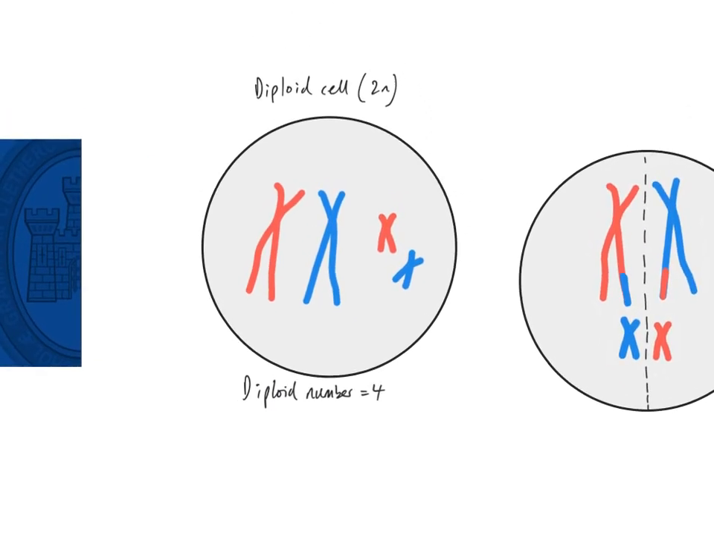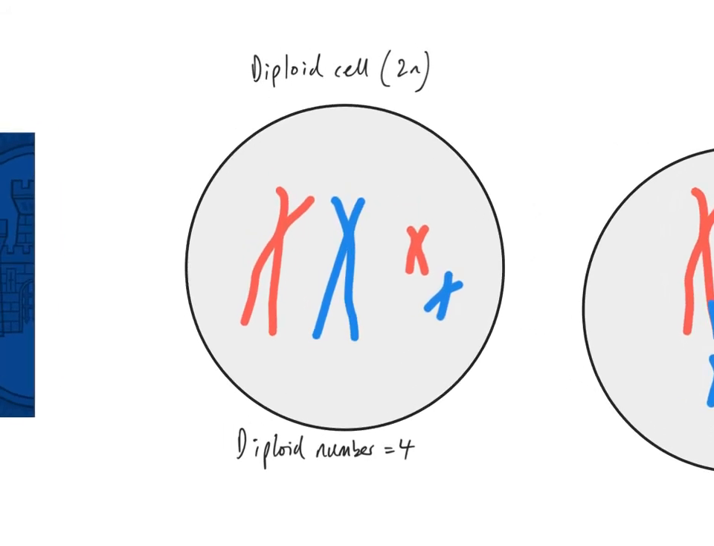So if this was a human cell, like a cheek cell or a stem cell in the testes that is going to make sperm by meiosis, it'd be 2n, but the diploid number would be 46. Okay, we have 23 pairs of chromosomes. The diploid number is 46.